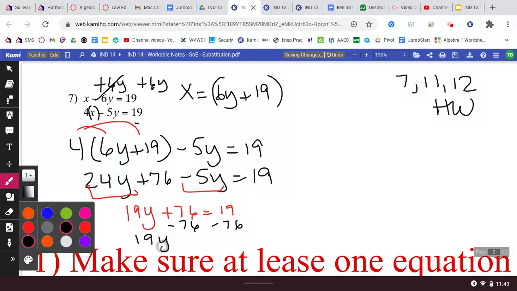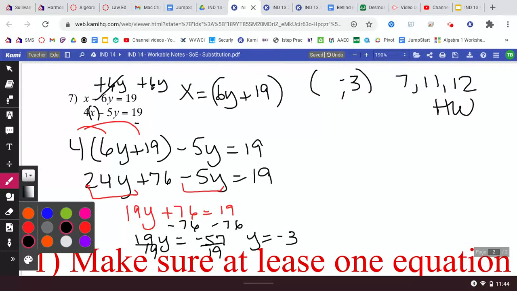And I get 19y equals what? 19 minus 76 equals 57. Negative 57, right? Because the negative number here is bigger. So my answer is negative 57. And then when I divide by 19 and I divide by 19, I get y equals 3. Positive 3 or negative 3? Negative 3. So my answer, right? I don't know my x yet, but I know my y is negative 3. But that's okay. I found my y first.